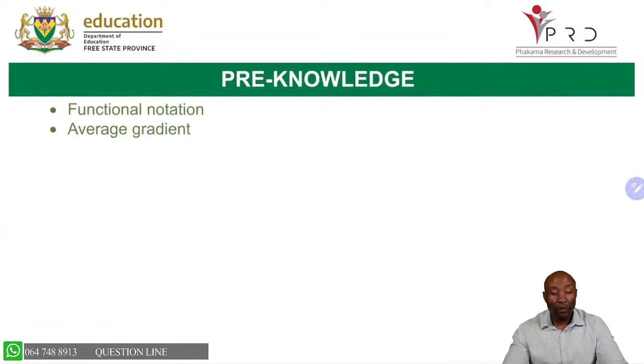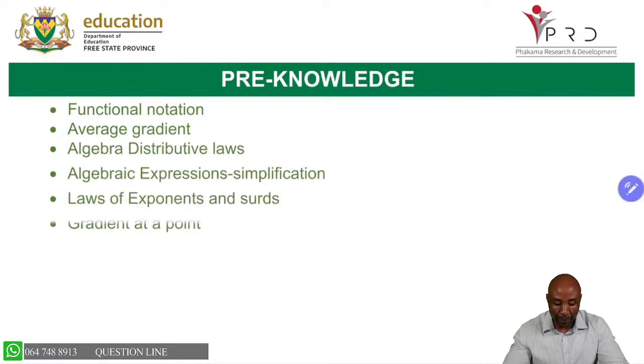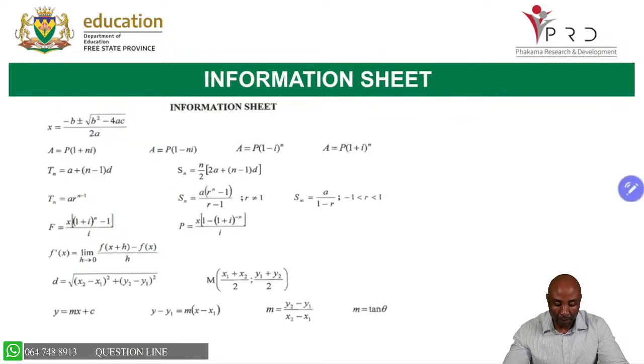Our pre-knowledge, we know how to use functional notation, average gradient, algebraic expression simplification, laws of exponents and sets, gradient at a point, the derivative and its meaning. The formula page, this is the formula page that we mostly use for paper 1, but remember it will be a full formula page. I just took an extract of it where we use the majority. If you check the first line, it's for algebra. We have our quadratic formula. Please, let's always refer to the formula page so that we do not write wrong formulas.